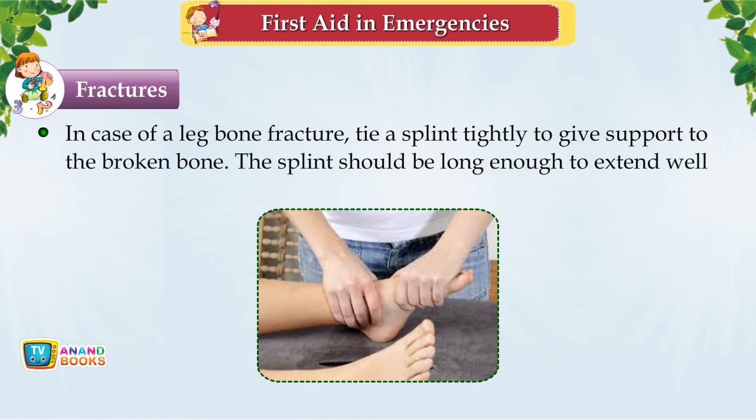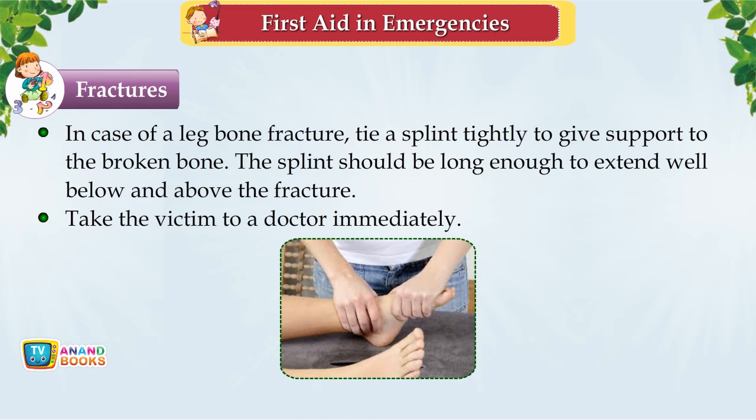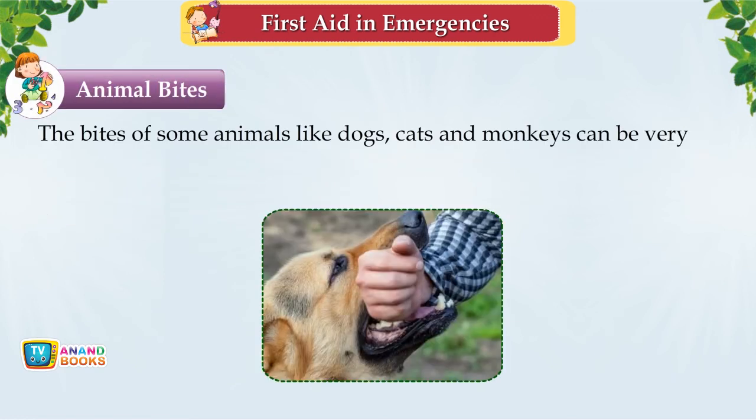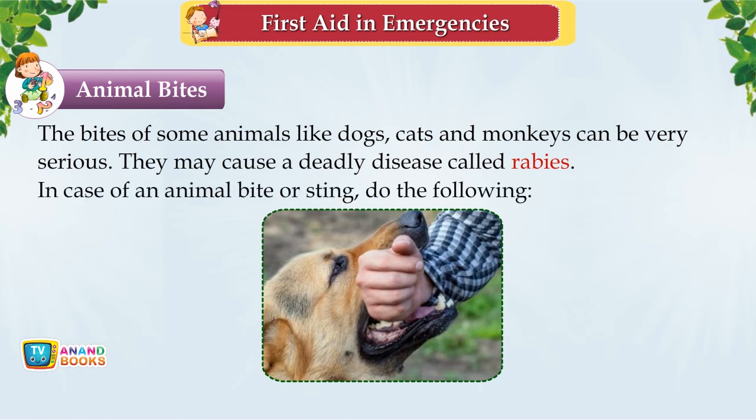The splint should be long enough to extend well below and above the fracture. Take the victim to a doctor immediately. Animal bites. The bites of some animals like dogs, cats and monkeys can be very serious. They may cause a deadly disease called rabies. In case of an animal bite or sting, do the following.